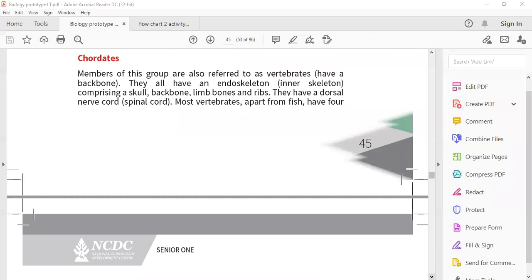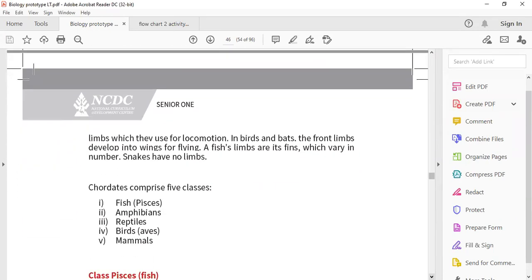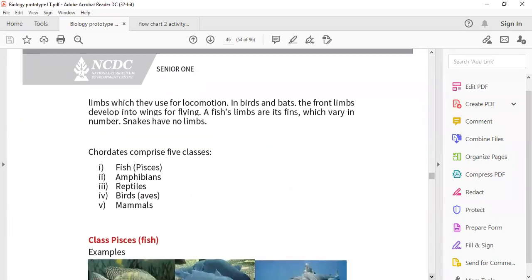Members of this group are also referred to as vertebrates, have a backbone. They all have an endoskeleton, inner skeleton, comprising a skull, backbone, limb bones, and ribs. They have a dorsal nerve cord or the spinal cord. Most vertebrates, apart from fish, have four limbs, which they use for locomotion.